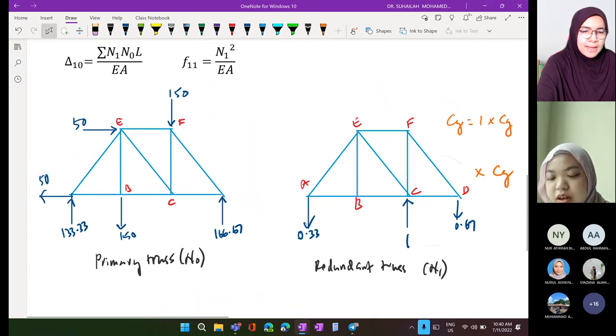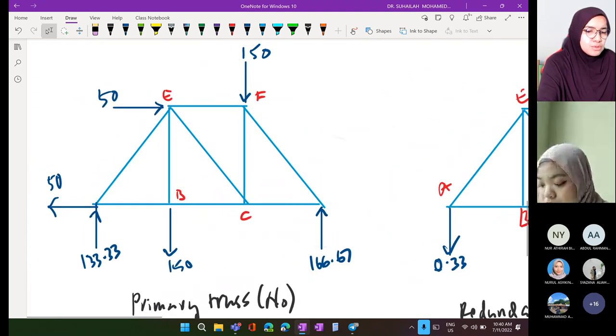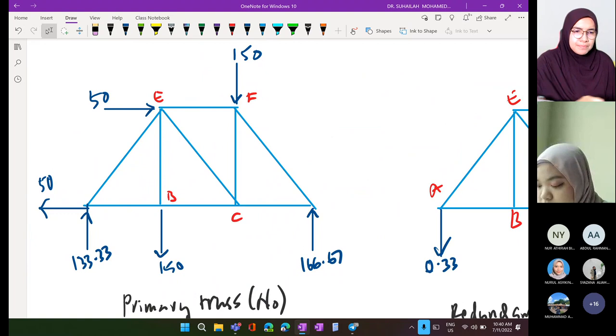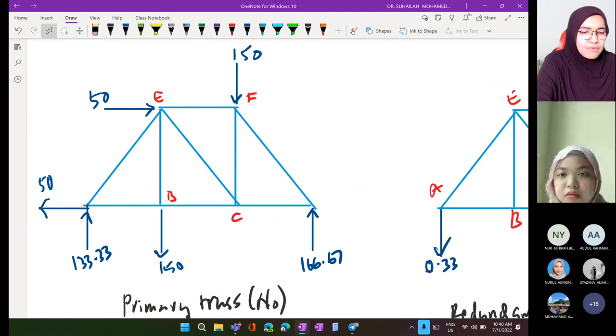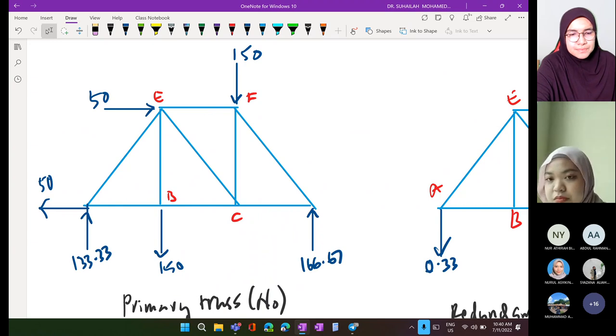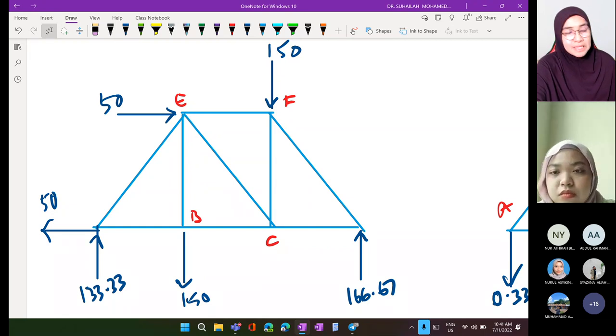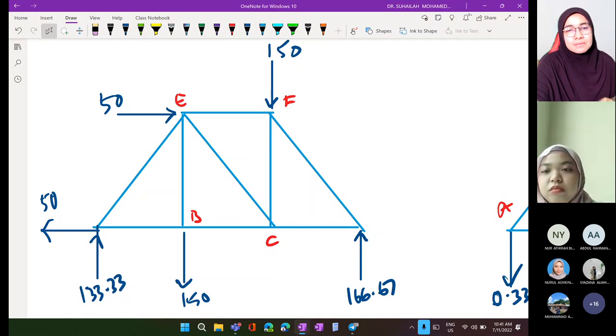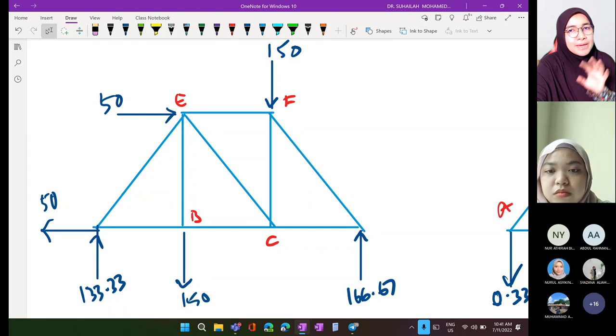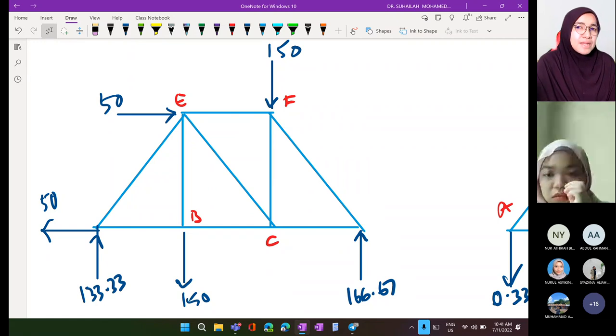Okay, now we need to determine or calculate the member forces for these two systems. One is the primary truss, one is the redundant truss. We actually need to use the method of joints, but we do not do it like what you have done previously, when the learning outcome is that students should be able to calculate member forces using the method of joints. That one is different.